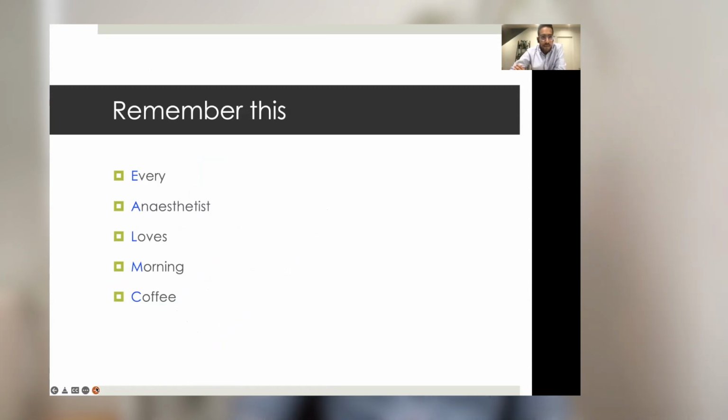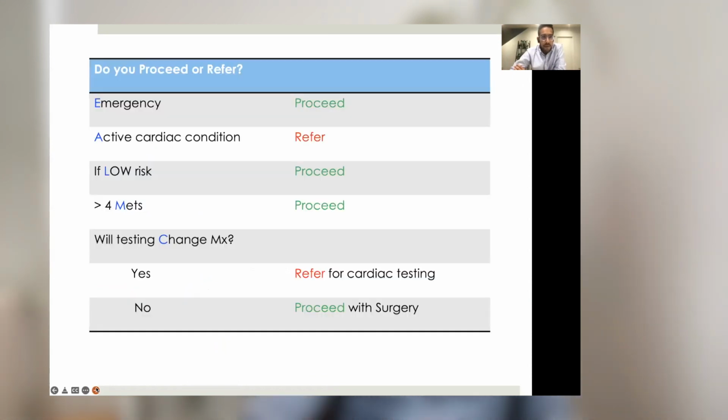So this stands for E. So the basic idea is, do you proceed with surgery or do you refer on to another specialty? So E is emergency. So is it emergency or is it not emergency? A is whether they have an active cardiac condition. L is the risk of the procedure. Is it a low risk procedure or a high risk procedure? M stands for METS, which is a measure of their functional status, which we'll talk about. And the final thing is C, which is will it change management? So we'll start off with E.